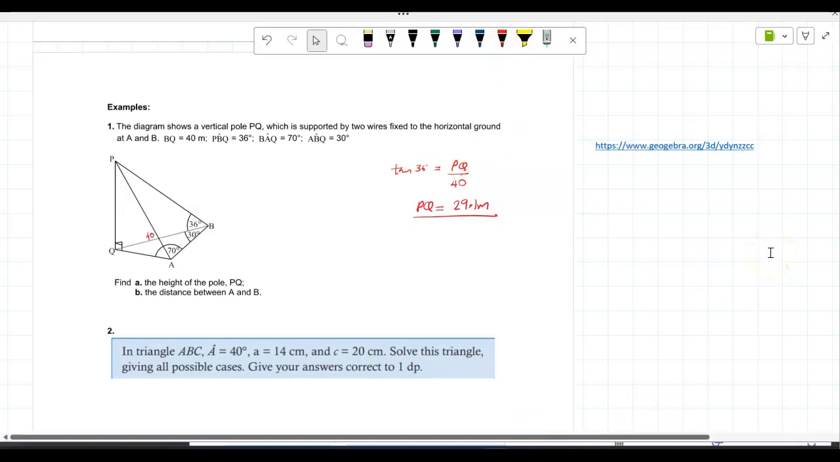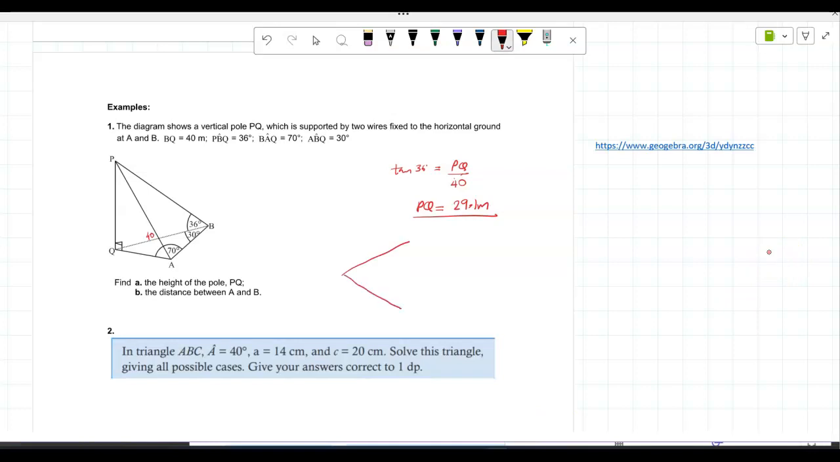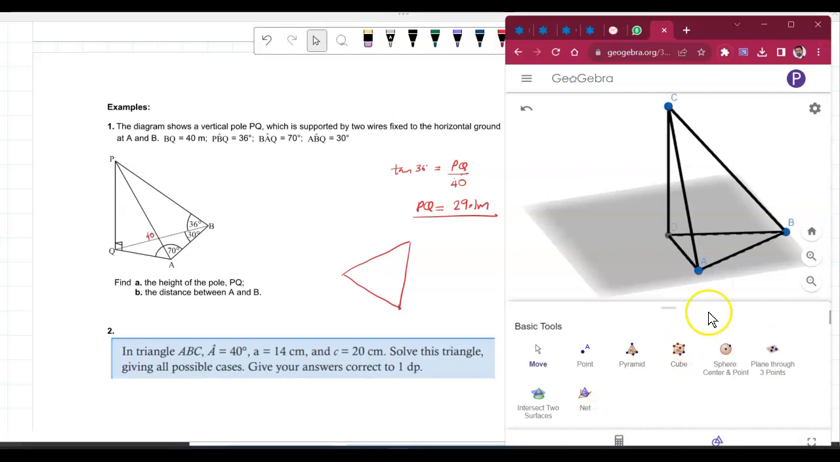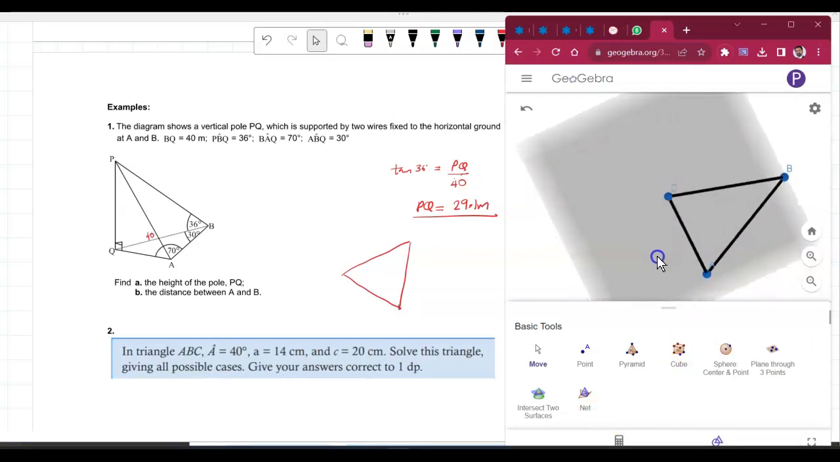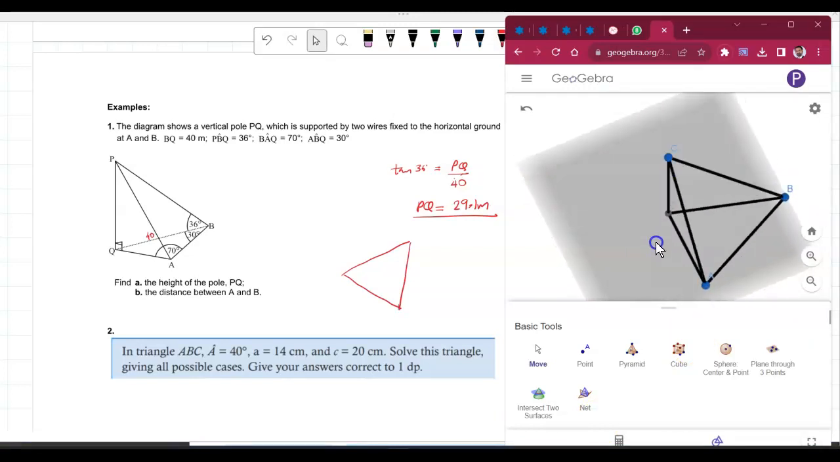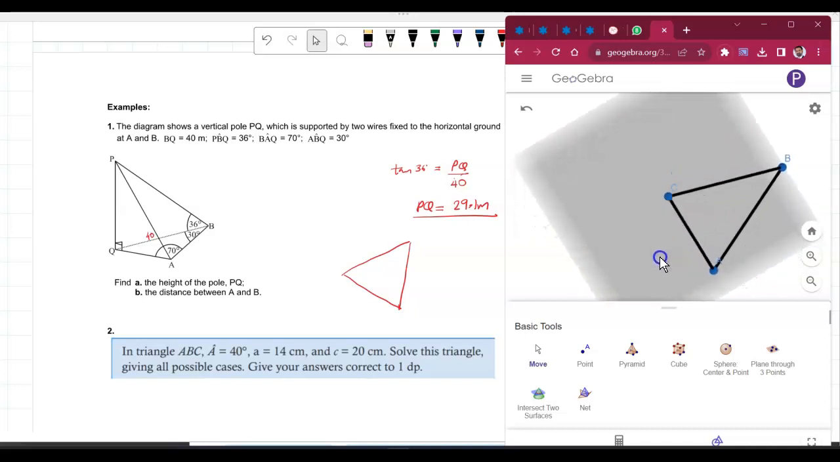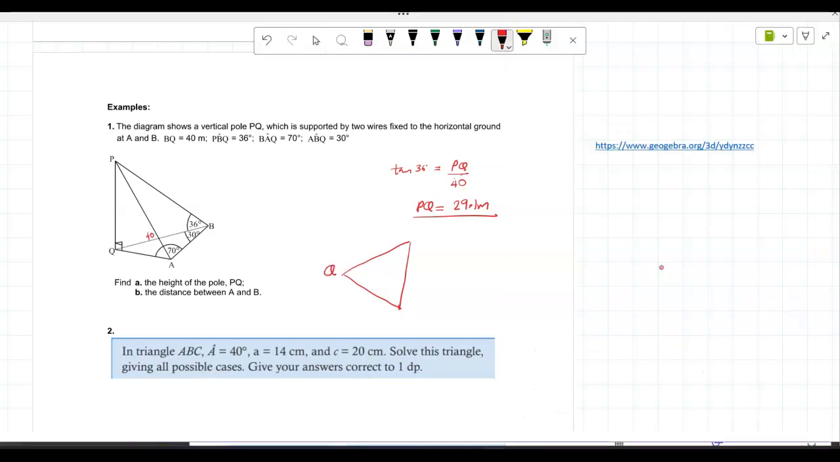So if I look at the triangle on the base, it's like this. If I'm looking at my 3D diagram, I'm looking at this triangle at the base. I'm rotating this, and I'm seeing from the top and looking at this triangle. So that's your Q, A, B. So this is 70. This is 30. This is 40.